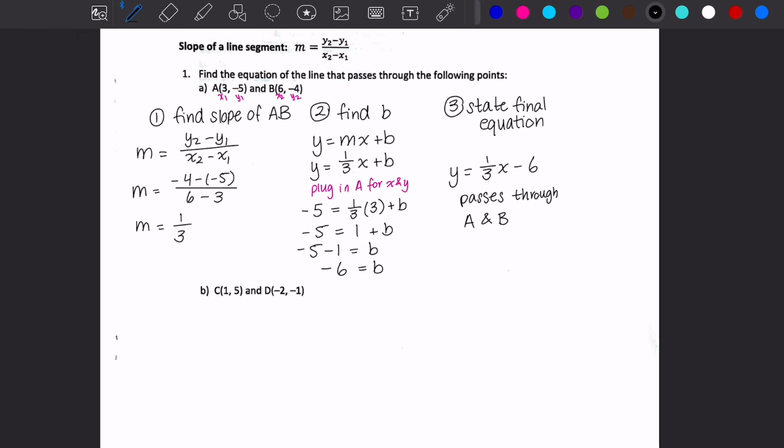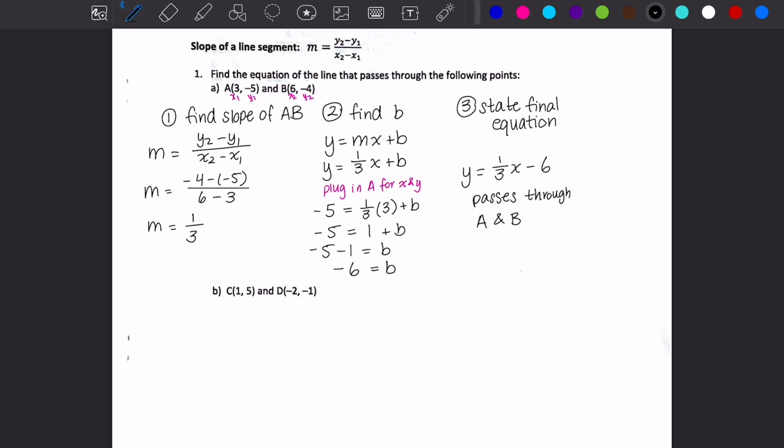Your turn. You're going to do B. You've got 2 points, and you're doing those exact 3 steps again. Find your slope, find your y-intercept, and then put it into y equals mx plus b form. And that's it. Nothing is new here. We have done all of this. We did this all the way back in September.